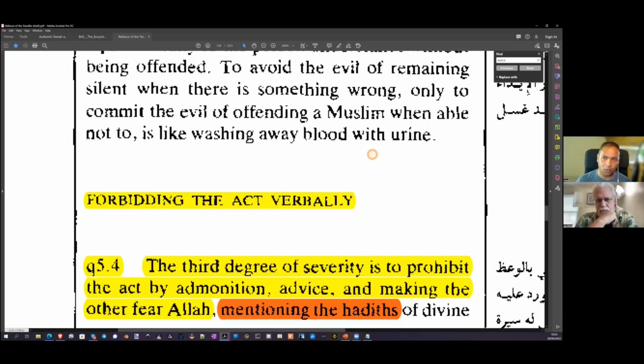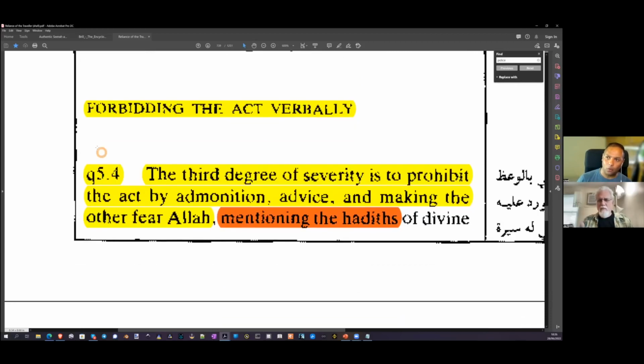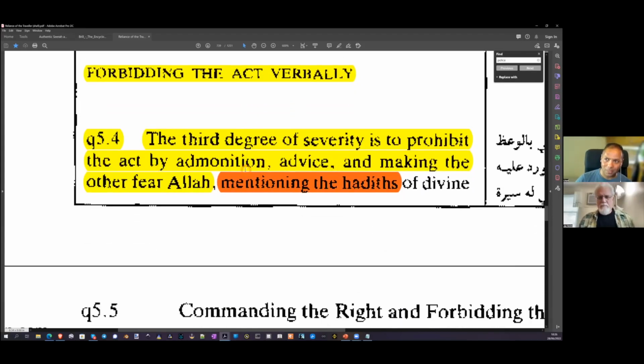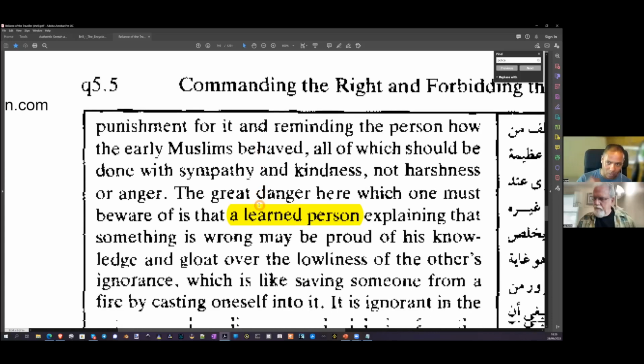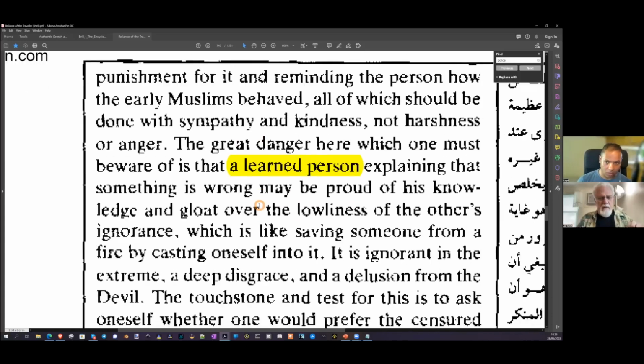This is also why in the previous show I spoke of where Ibn Qayyim speaks of Jesus being in the womb between feces and urine and blood, because these things are the three most dirty things in Islam. So therefore, Jesus was made dirty. The Christians make Jesus to be filthy. That is their contention. So, forbidding the act verbally, the third degree of severity is to prohibit the act by admonition, advice, and making the other fear Allah, mentioning the hadiths of divine punishment, right? You must be aware that if you're a learned person, that you don't come across as haughty or arrogant.